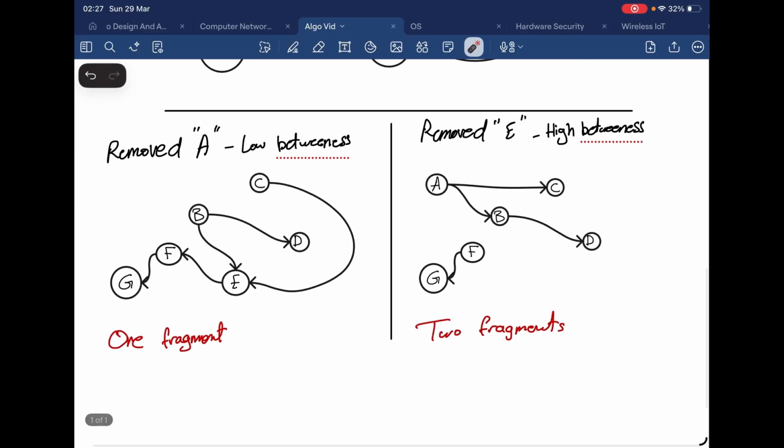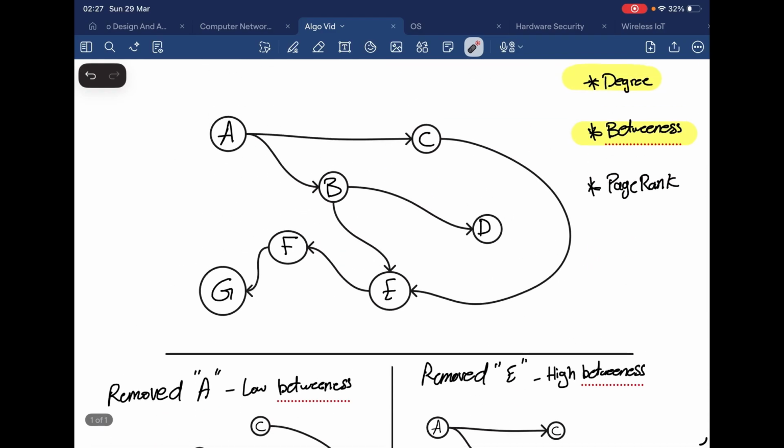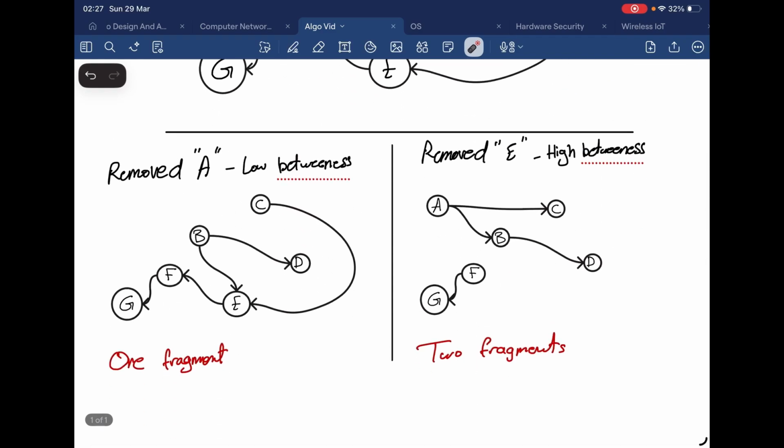I have another example here where it's the same graph as up here. I copied it 2 times. In this scenario, I removed node A, which was here. We can only see one fragment, even though I removed only one node. On the other hand, I removed node E, which was here. Now I have 2 fragments. This means E has high betweenness and A has low betweenness.